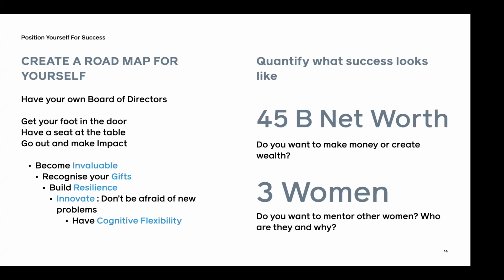So, for example, you are sitting down and you're planning this roadmap for yourself. Do you want to make money, or do you want to create wealth? Do you want to be on the Forbes list and the headline is, put your name there and they say you are worth 45 billion, can be dollars, 45 billion euros, 45 billion Bitcoins, whichever currency you want to put there. Just quantify what success looks like and put the numbers.